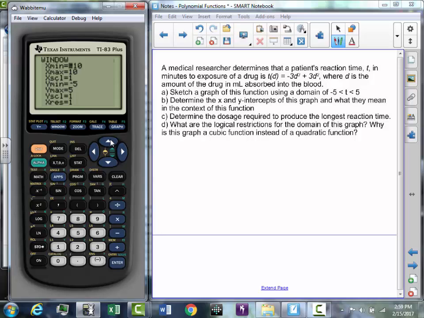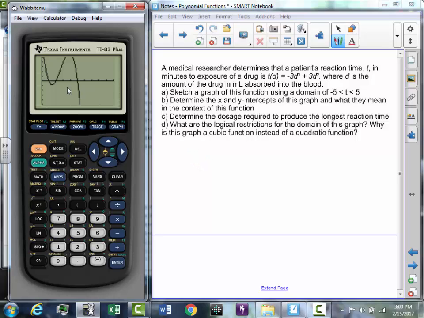Now, I didn't actually tell you what to use for the other variable, x. But I feel like -10 is not a logical idea, because if d is the amount of drug absorbed into the blood, would negative make sense? No. So maybe let's go from 0 to 10. We'll start there and see what this looks like. Okay, so I've got a little bit of a cubic here. It's actually a little out of range. So, let's find the x and y intercepts here.